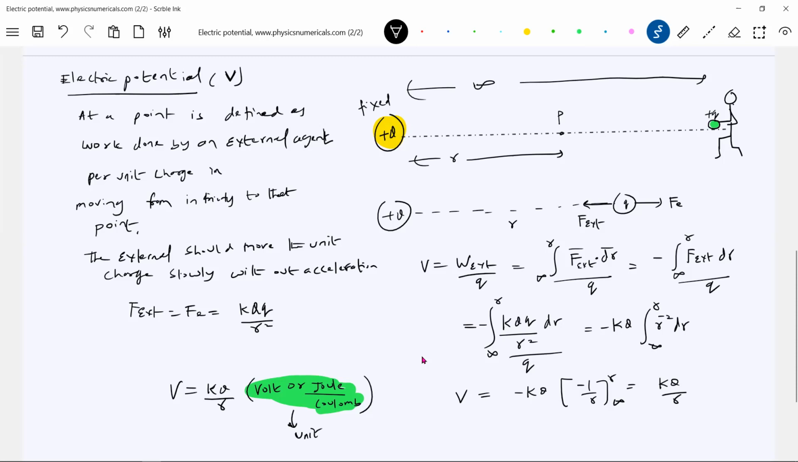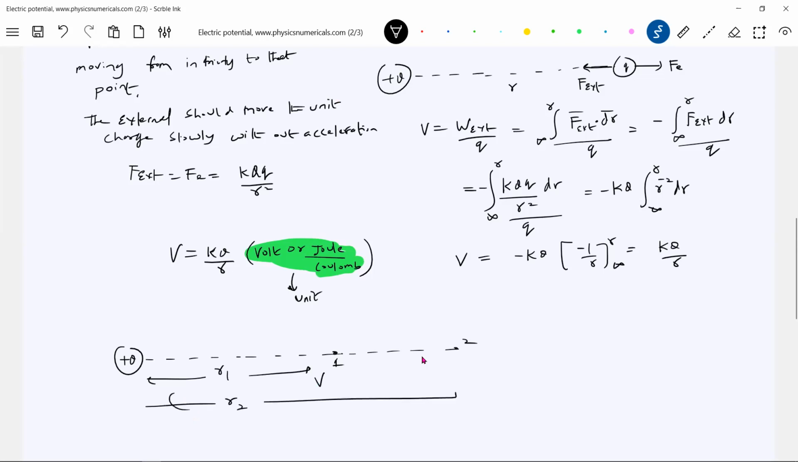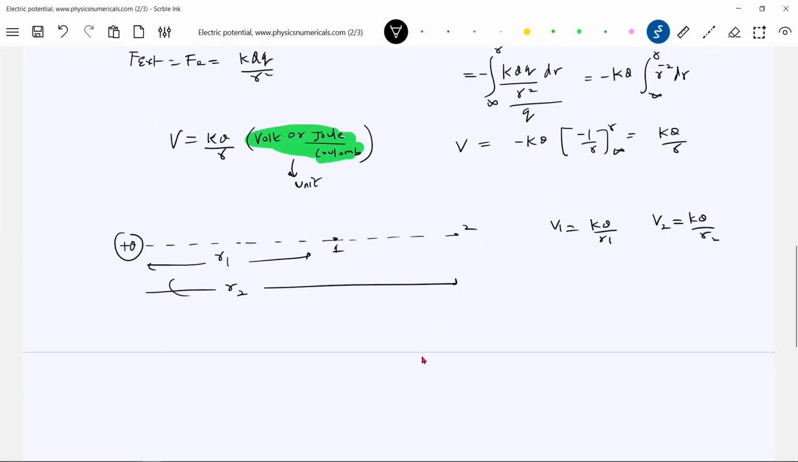So for a positive point charge, what is the potential? It will be positive. If there's a point charge, let me describe a few things. At a distance r1, what is the potential? It will be at point 1. Next, let me define at various points, then at a distance r2. The potential at 1 is given by KQ by r1. The potential at 2 is given by KQ by r2. Potential similarly due to a negative charge.